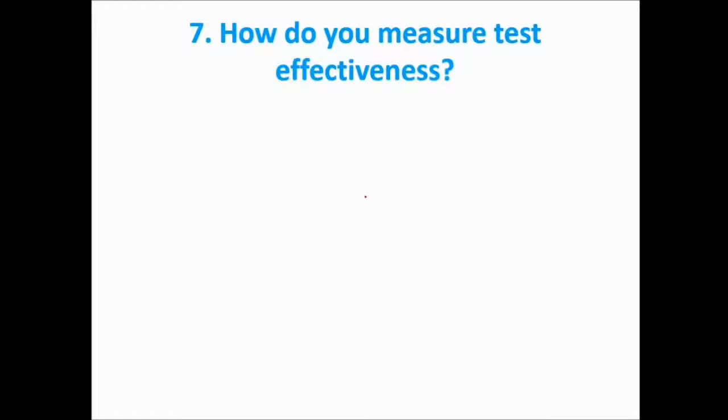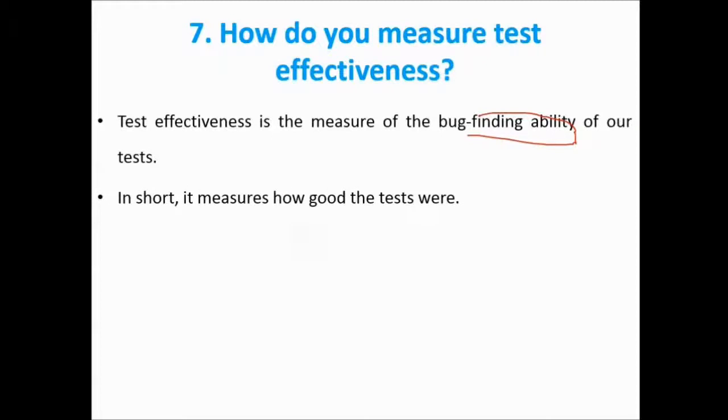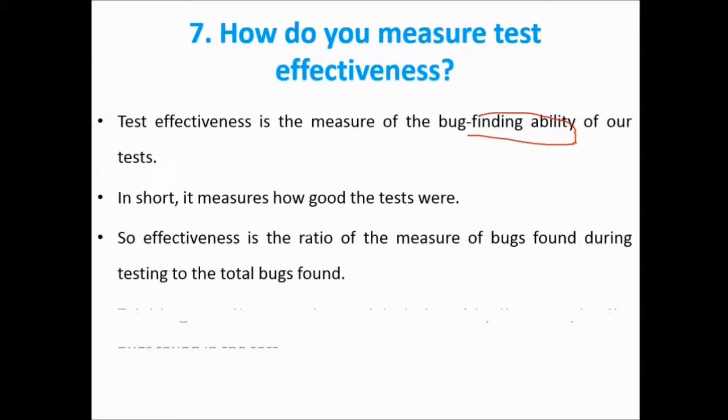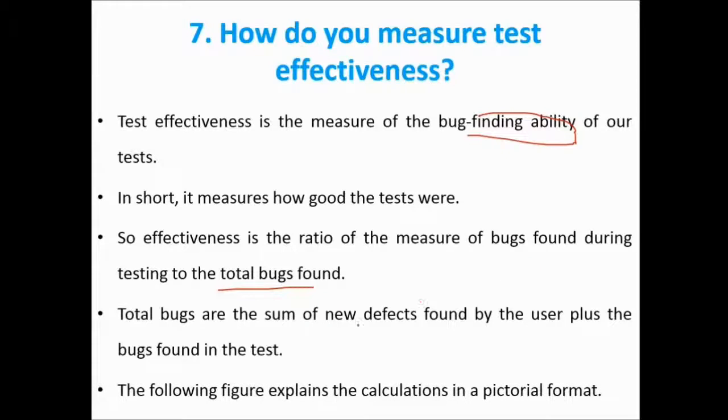Now we can have a question: how do you measure test effectiveness? Test effectiveness is the measure of the bug finding ability of the test. So in short, it measures how good the tests were. Effectiveness is the ratio of bugs found during testing to the total bugs found. Total bugs are the sum of new defects found by the user plus the bugs found in the test.